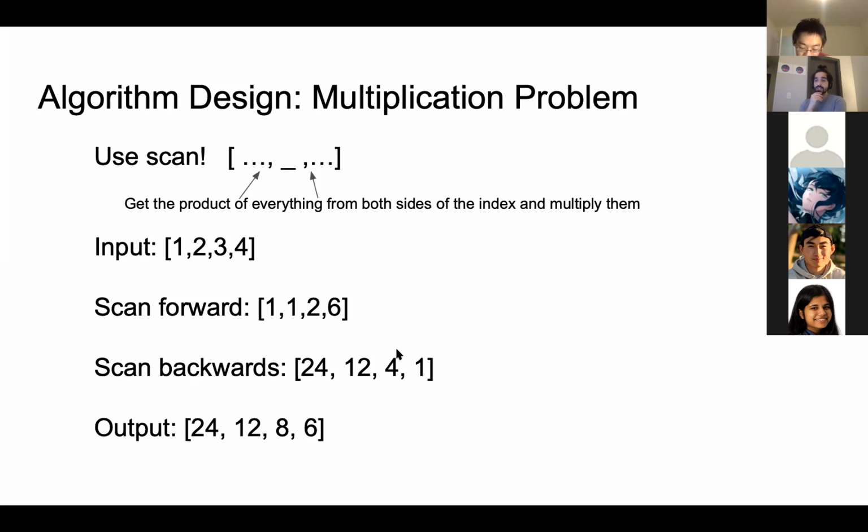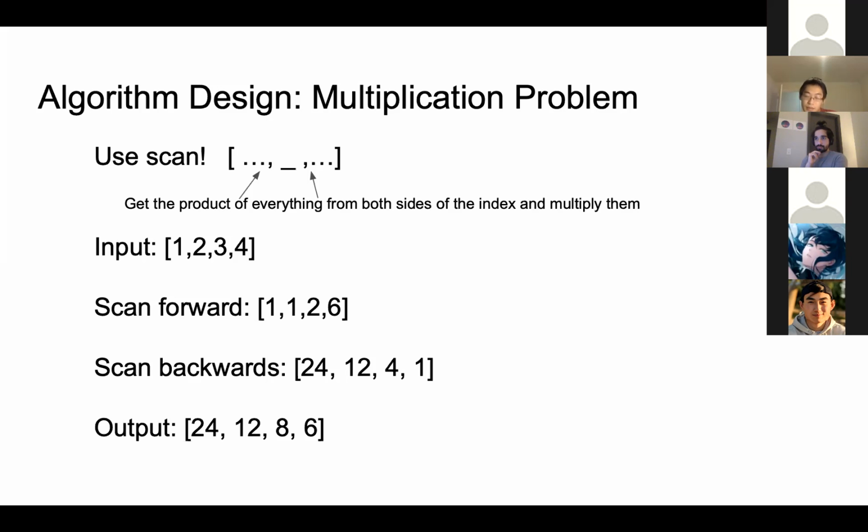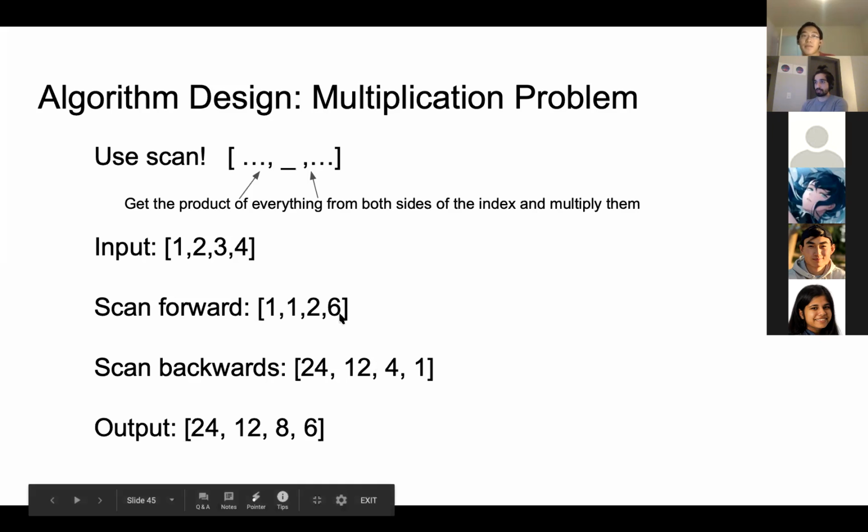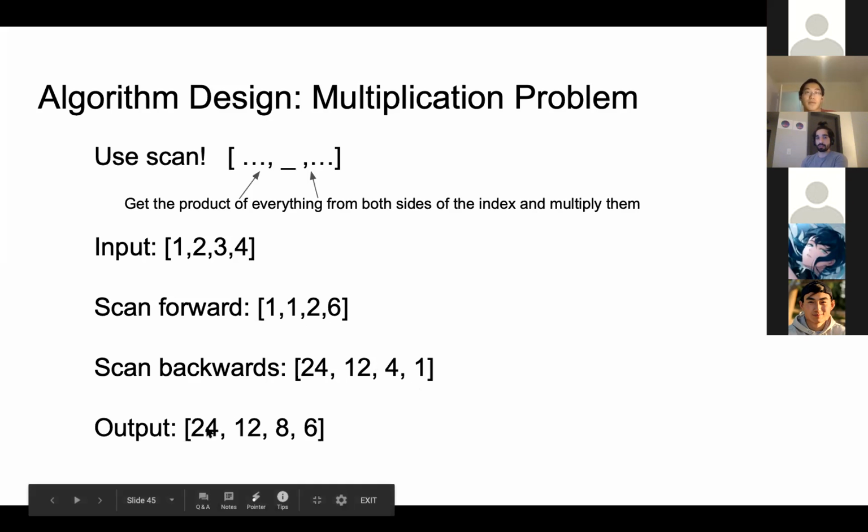So now if we want to get the multiplication of both sides at a certain index, what do we need to return in the output array? You can just zip the two things with multiplication. Yeah, perfect. You're just going to multiply all these together, and then that'll be your output array.